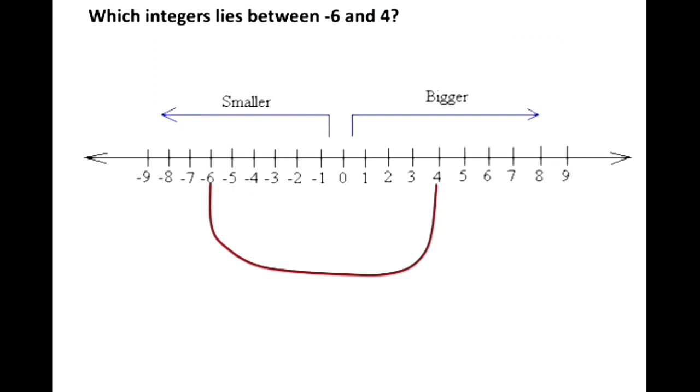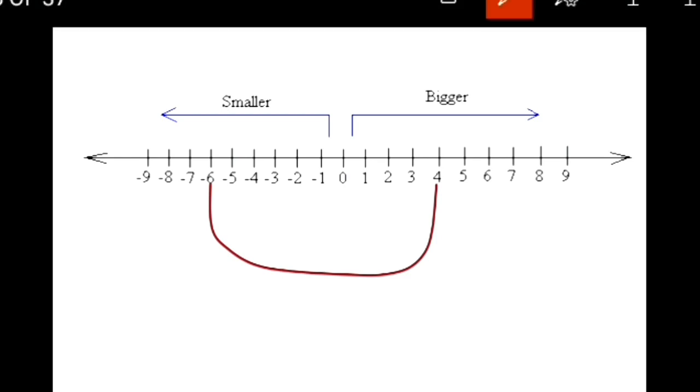Which integers lie between -6 and 4? How will you find out? You can see -6 is here and 4 is here. So the numbers between -6 and 4 are -5, -4, -3, -2, -1, 0, 1, 2 and 3.